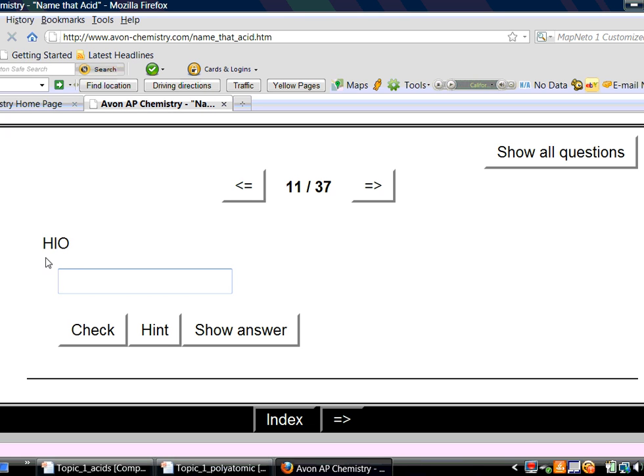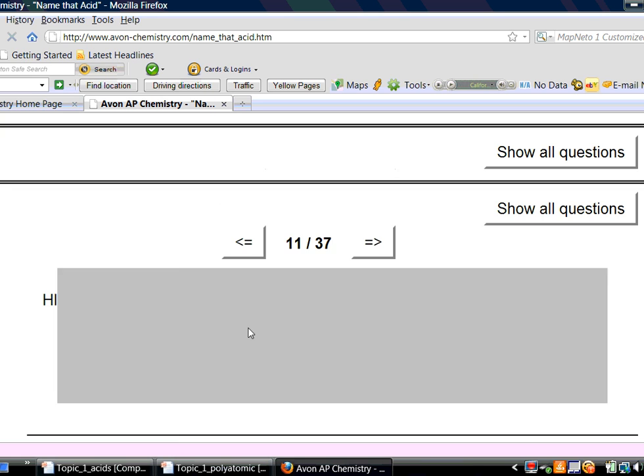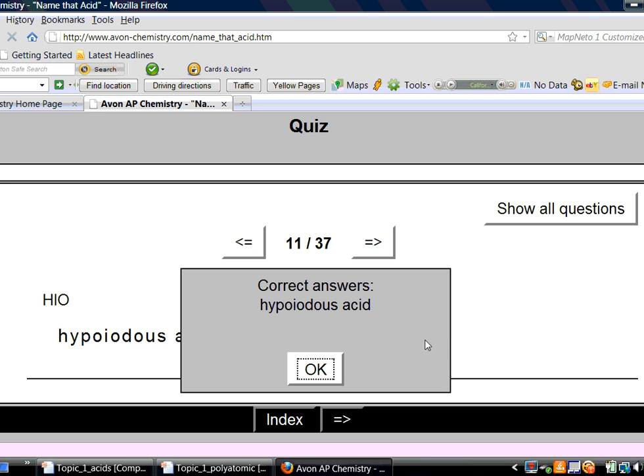Go ahead and take a look at this one. Try to answer it. Hopefully you recognize that we have a polyatomic here, IO, which is 2 oxygens less than iodate, IO3. So we have a hypoiodite. So hypoiodite, drop the ite and add ous. So we should have hypoiodous acid.